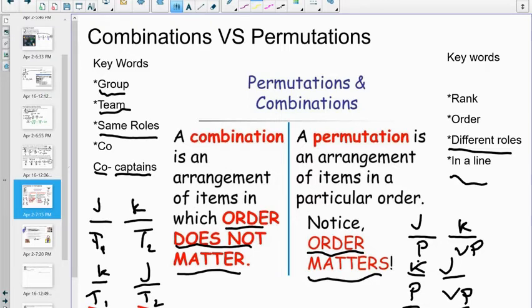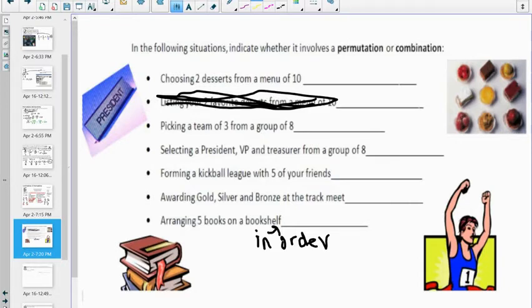Now we're going to do some practice with identifying if it's permutation or combination. So if we're choosing 2 desserts on a menu of 10, you got to think, does order matter? It does not matter. It just says we're choosing 2 desserts. It doesn't have us ranking the desserts or having them put in any specific order. So that's just a combination.